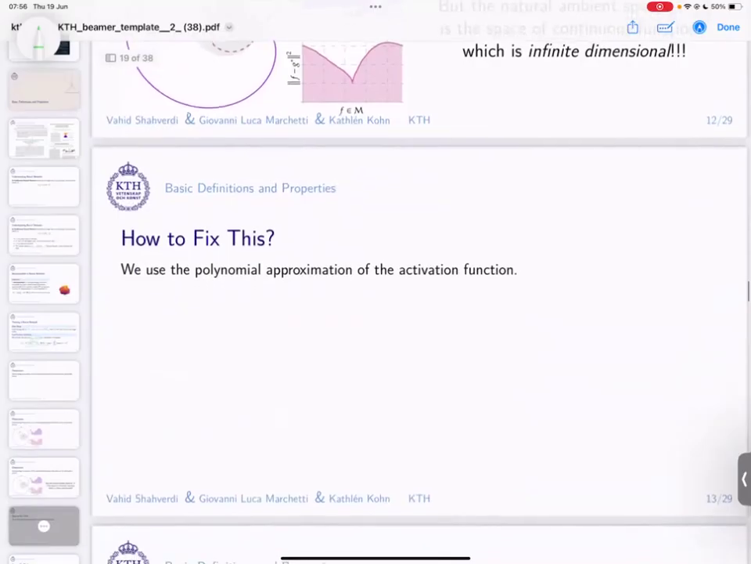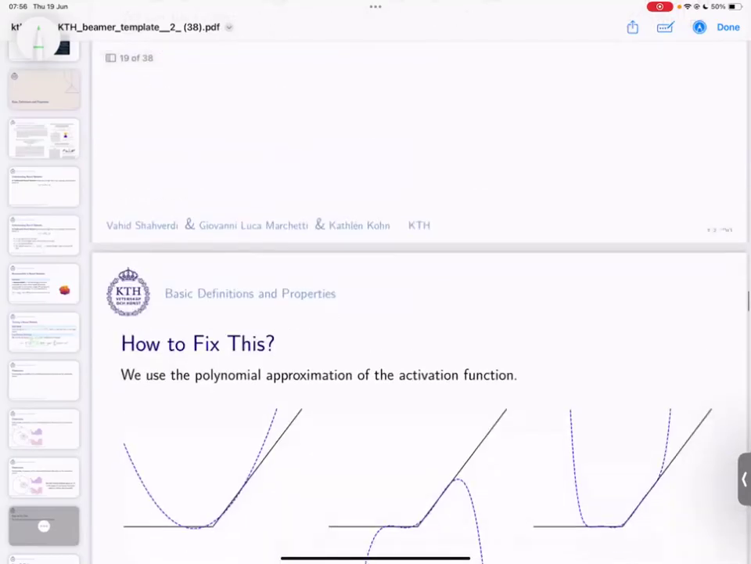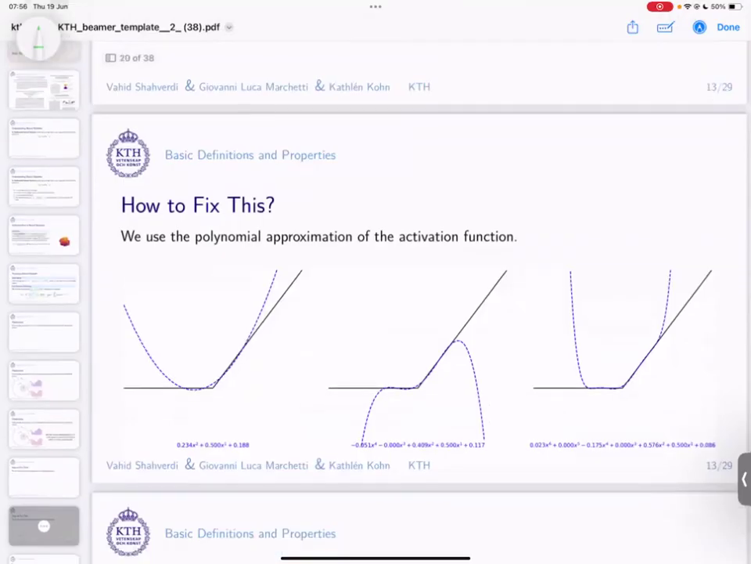So what we do with algebraic geometry, we want this ambient space to be finite dimensional, so we want to have some control. So we use polynomials as activation functions. For instance, we can approximate any activation function with polynomials like this. I can approximate ReLU, for instance, with degree 2 polynomials, degree 4. It's again a consequence of the Weierstrass theorem.